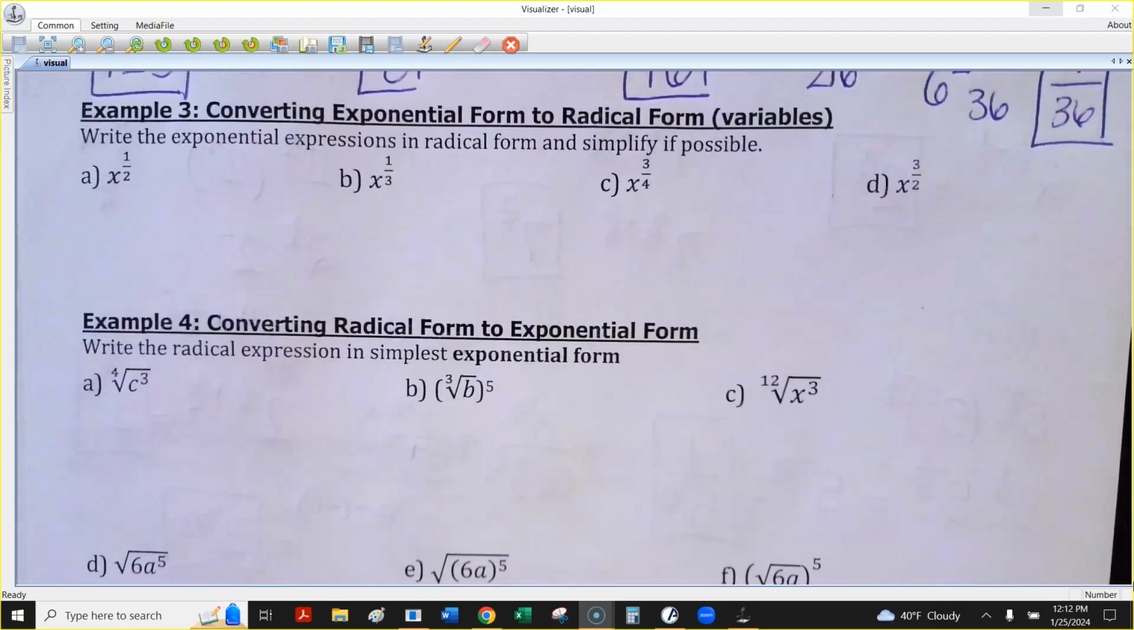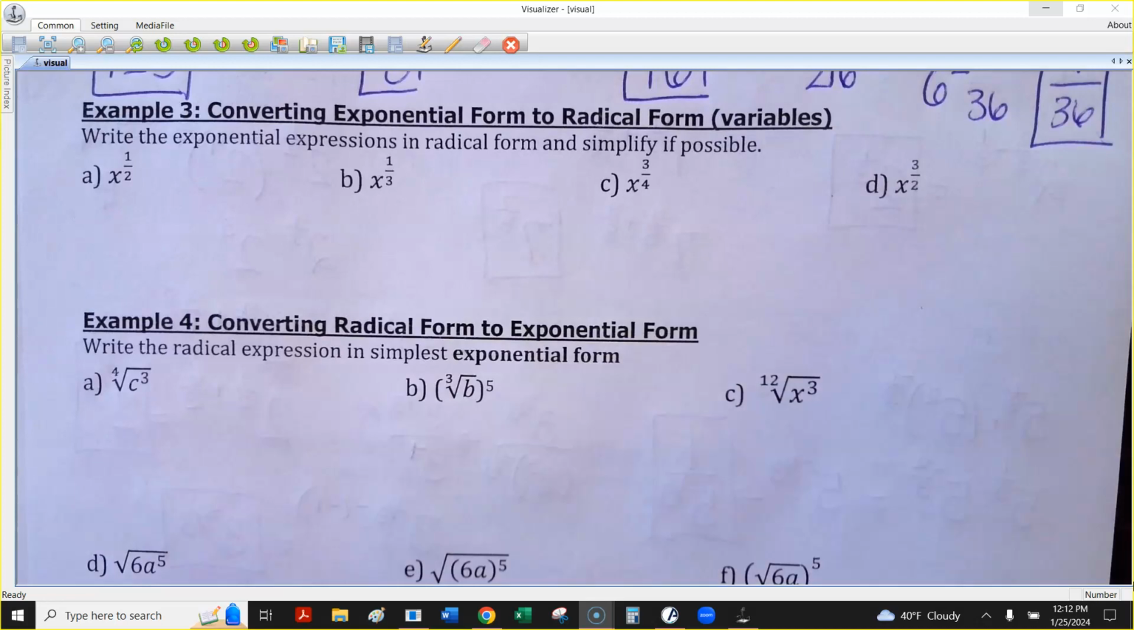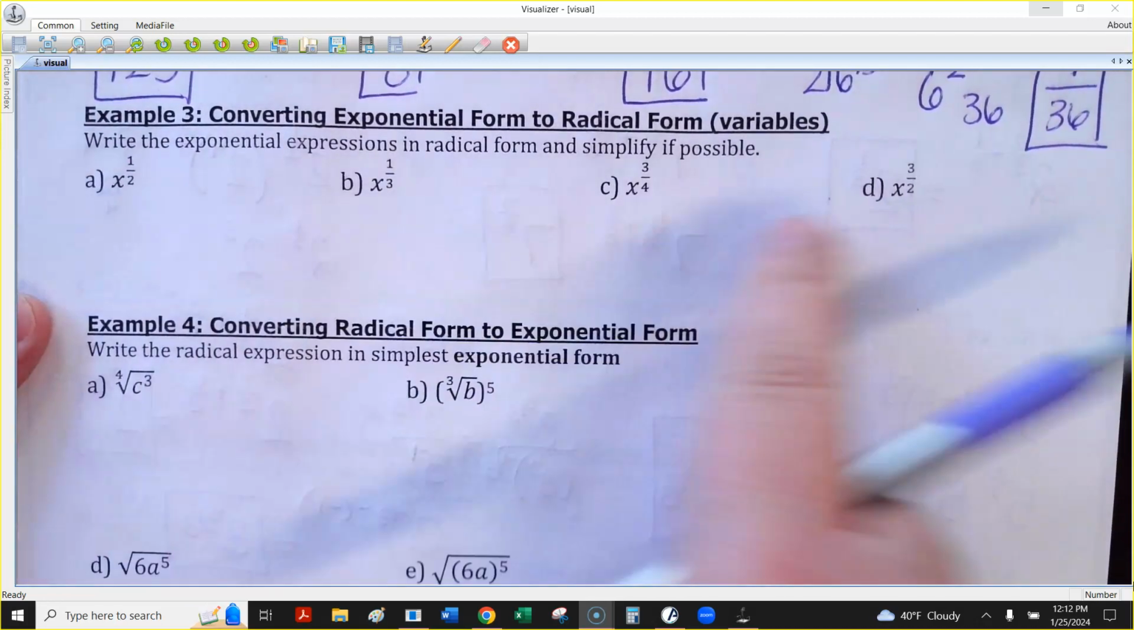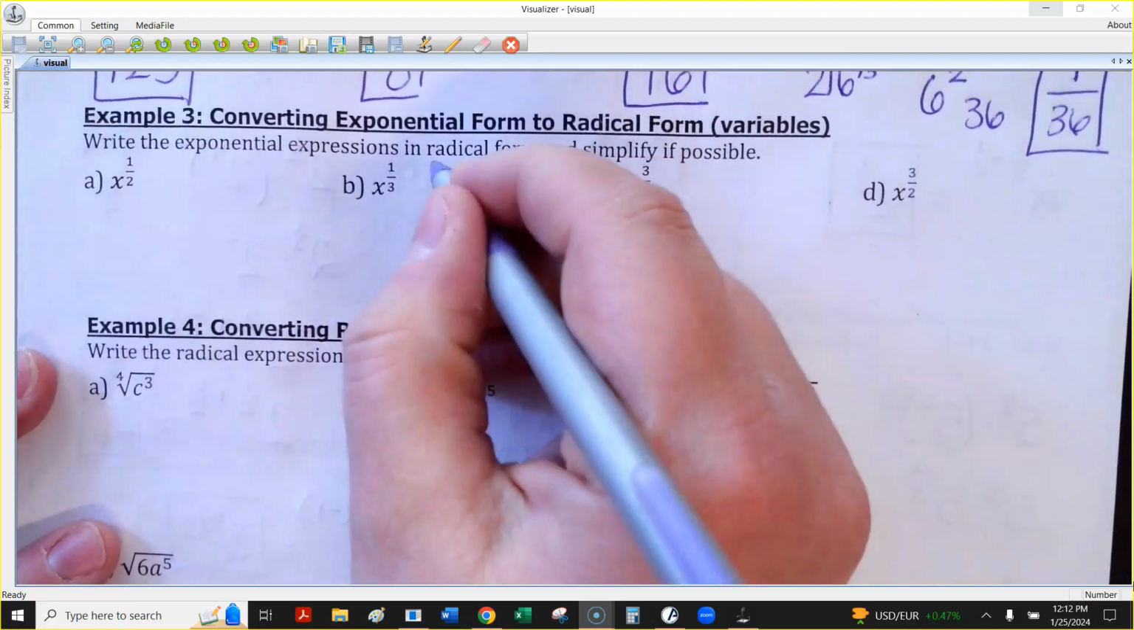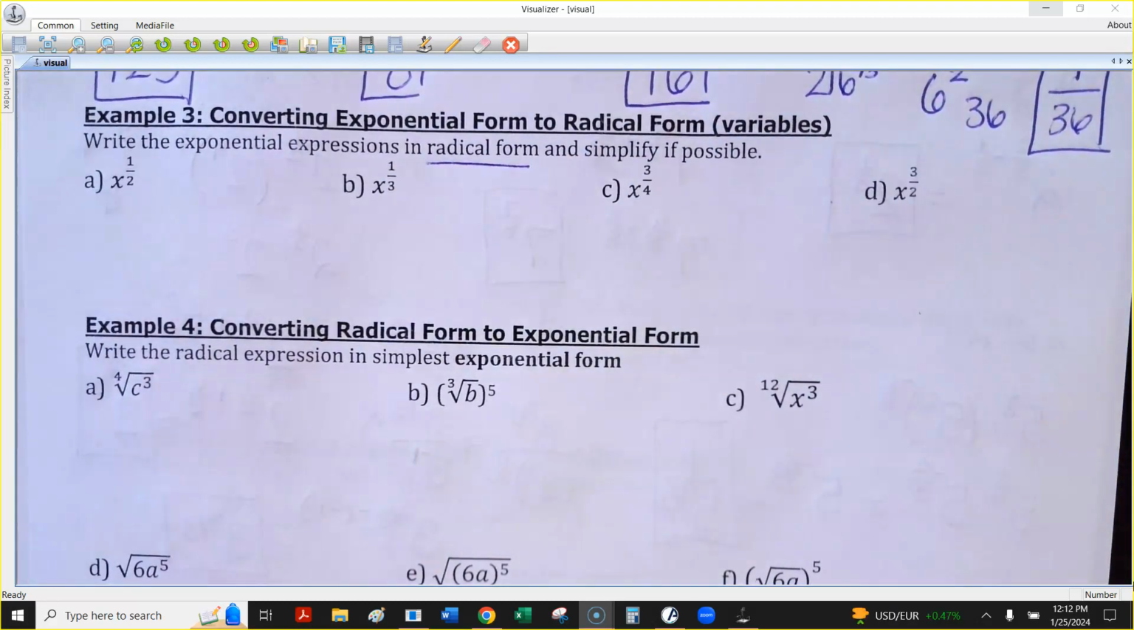We're working with variables. So far we've just been doing numbers, so you can actually simplify this. Sometimes you can simplify these farther, sometimes you can't. It depends on the question. But we're just going to write these. These are in exponential form because you see each one has an exponent, and we're going to write it in radical form, which means I'm seeing a square root or a cube root or something like that.